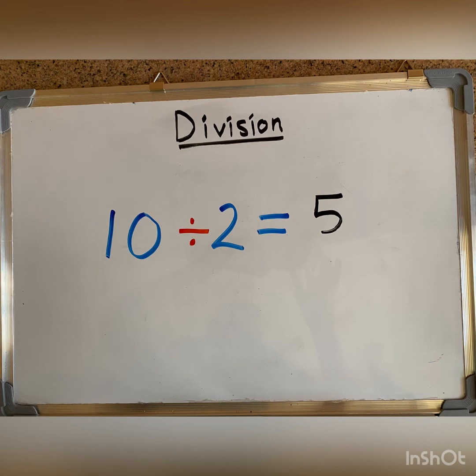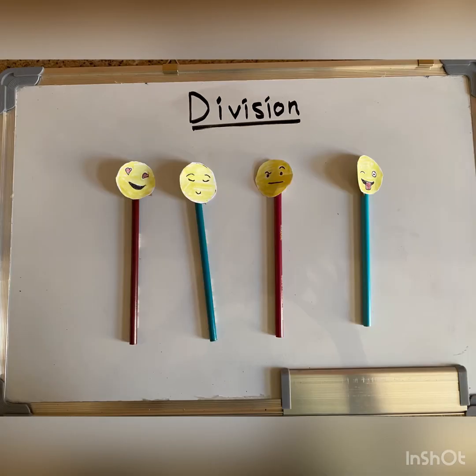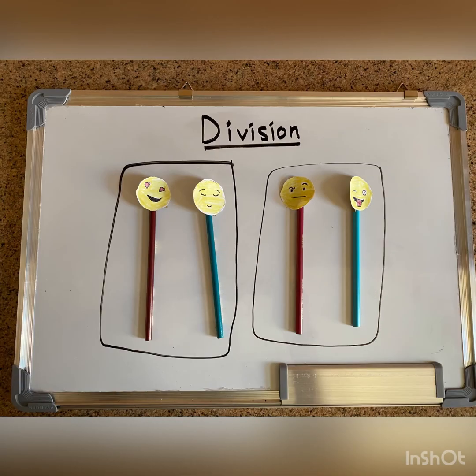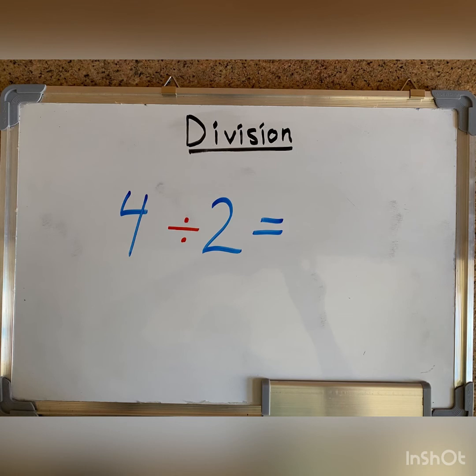Now we're going to do a very simple one. If we have 4 people, we want to group them by 2. Each group has 2 people. How many groups do we need? 1, 2 in a group, 1, 2 in another group. How many groups did you get? 2 groups. Good job. So 4 divided by 2 equals 2.